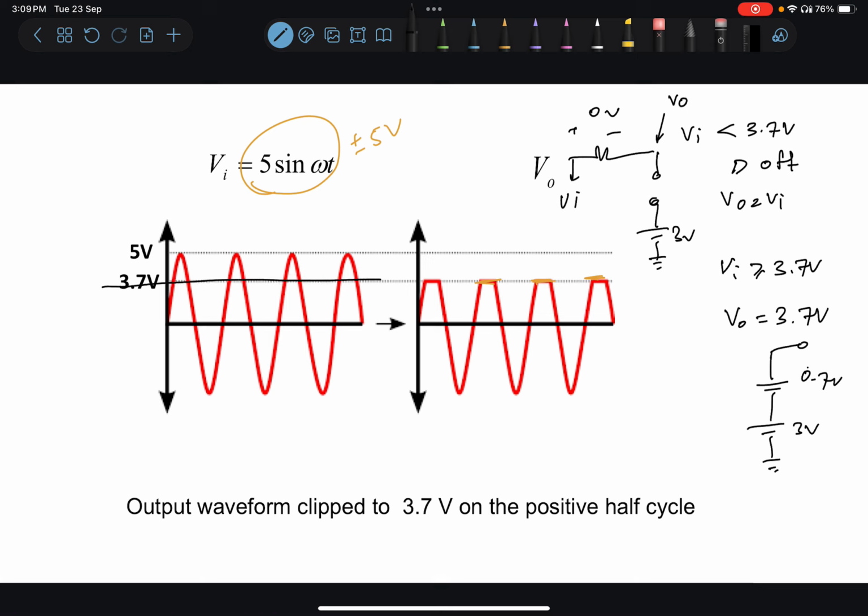So when it is less than 3.7 volts, it follows the input. And when it is greater than 3.7 volts, it just sort of clips, as if you are having a scissor and you clip the values of the waveform which are greater than 3.7 volts. That's why this circuit is called a clipper circuit, because it clips or cuts down the values of the waveform which are greater than 3.7 volts, and they are held at 3.7 volts because of this.